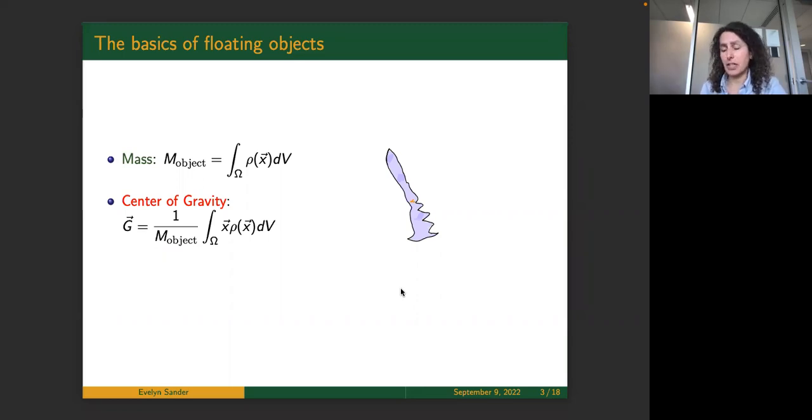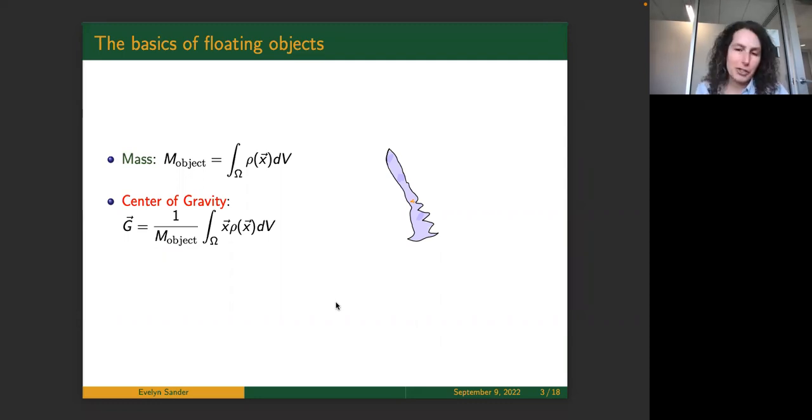The center of gravity of the object is 1 over the mass of the object times the integral of x times rho of x dV. So in other words, now instead of integrating just rho, we're integrating x times rho. This is going to be a vector valued object. So G is vector valued, and the orange dot on this picture, which may be a little small, is the center of gravity of this particular object.